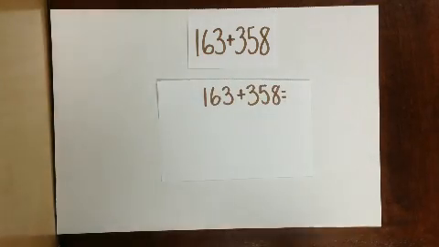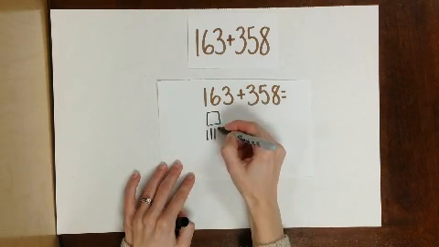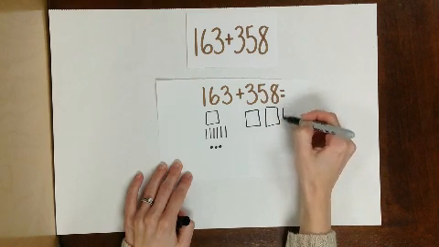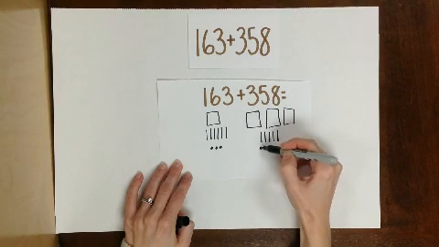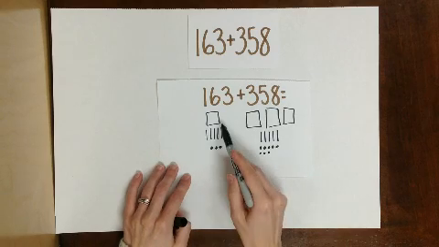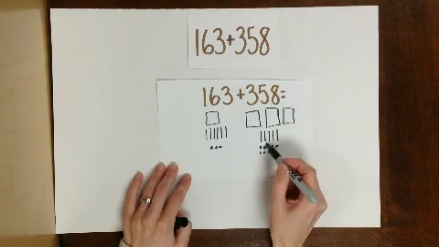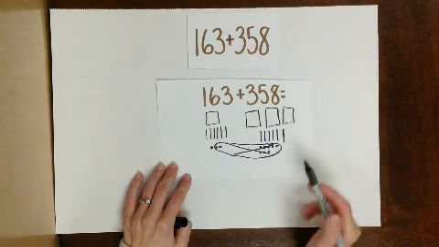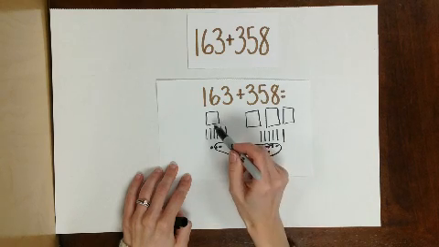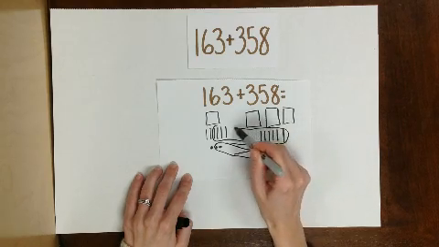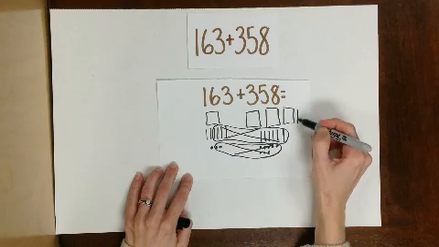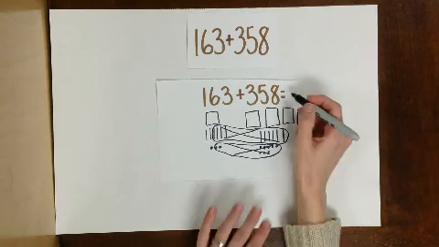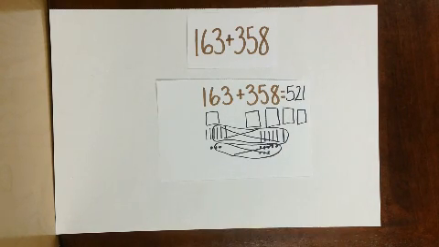Let's solve that same equation by drawing. 100, 60, plus 300, 50, 8. 163 plus 358. We can compose a 10 with the 8 and 2. We have 10, 20, 30, 40, 50, 60, 70, 80, 90, 100. So we can also compose a 100 with the 10 tens. And we have 100, 200, 300, 400, 500, 510, 520, 521. 163 plus 358 equals 521.